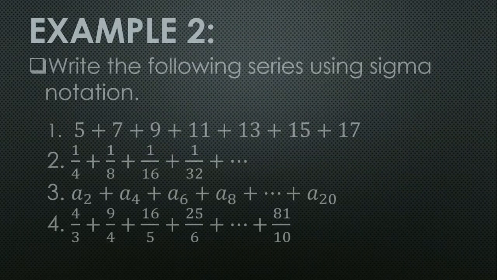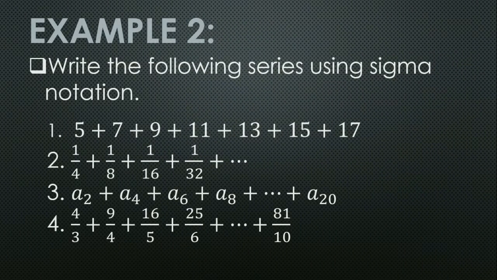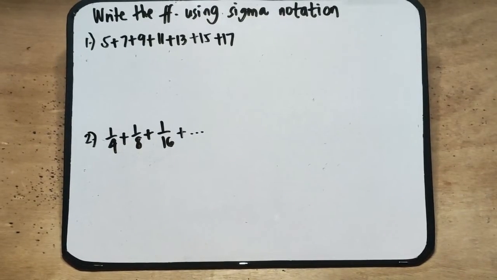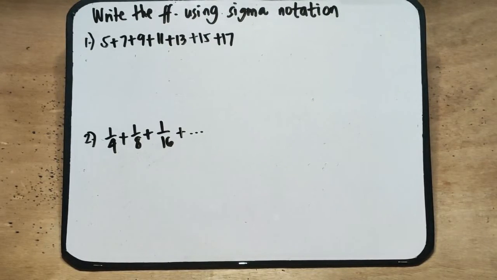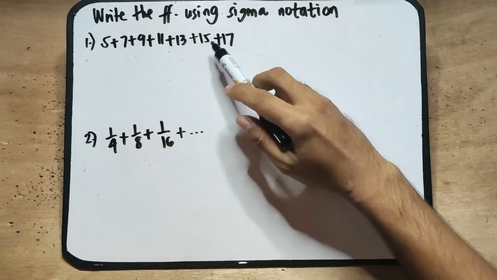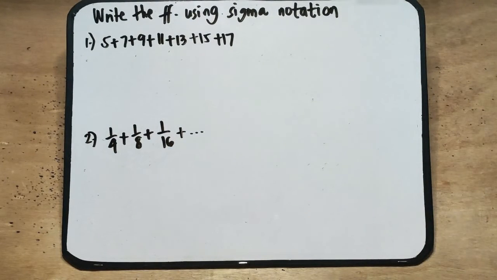Example number 2, write the following series using sigma notation. For the solution, watch this video. In this example, we write the following series using sigma notation. So the first item we have 5 plus 7 plus 9 plus 11 plus 13 plus 15 plus 17. So there are how many terms? We have 1, 2, 3, 4, 5, 6, and 7. So, ibig sabihin, mayroon tayong value ni upper limit.